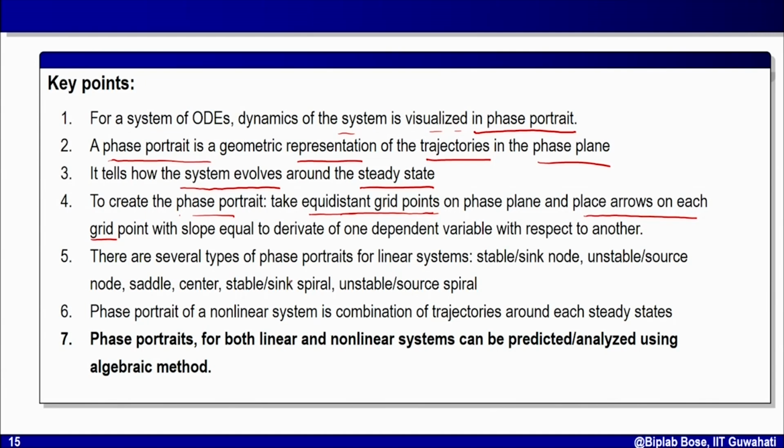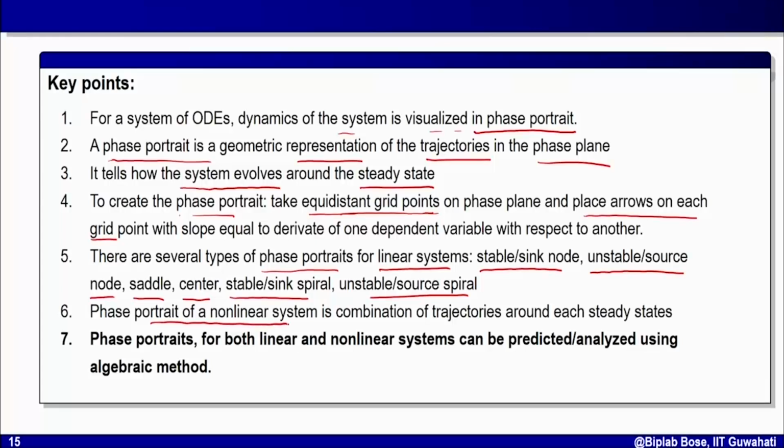Then we have discussed that there can be different types of phase portrait for a linear system. I can have a stable or sink node. I can have an unstable source node. I can have a saddle type. I can have a center. I can have a stable sink spiral. I can have a source spiral. These are essentially phase portraits for an individual linear system. I can consider the phase portrait for a nonlinear system as a combination of multiple phase portraits corresponding to each of the steady states. So the phase portrait of a nonlinear system is nothing but a combination of trajectories around each steady state.